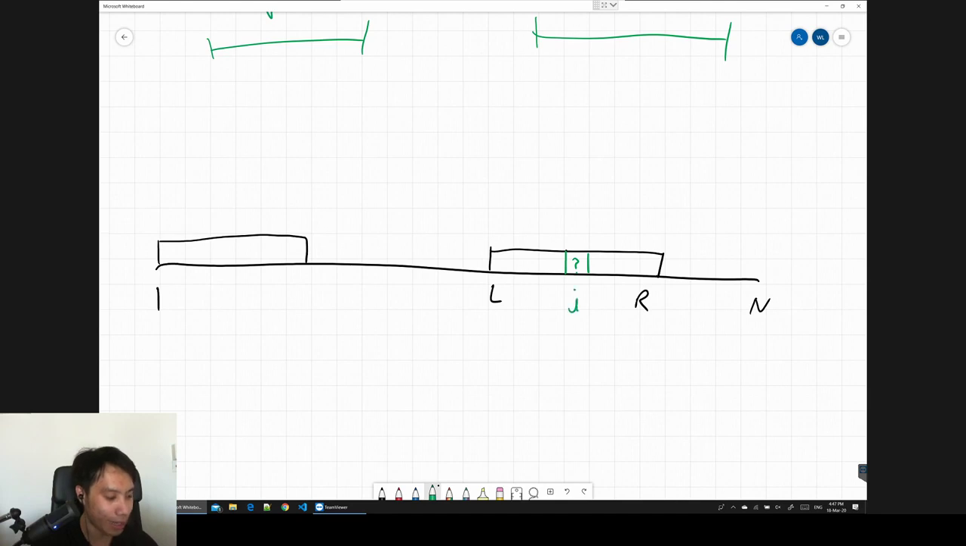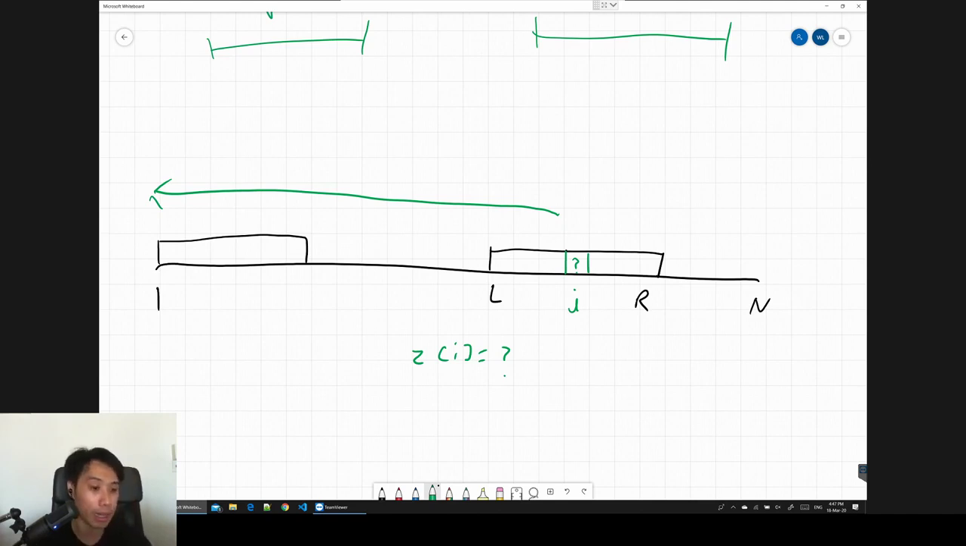Let's put it at I. So I'm trying to compute Z I. I do not know what the number is. Everything else to the left, I've already computed before. Remember, it's dynamic programming. My entire array on the left hand side has already been filled up. I just want to know what is the number at position I, because I need to fill up my numbers from left to right.